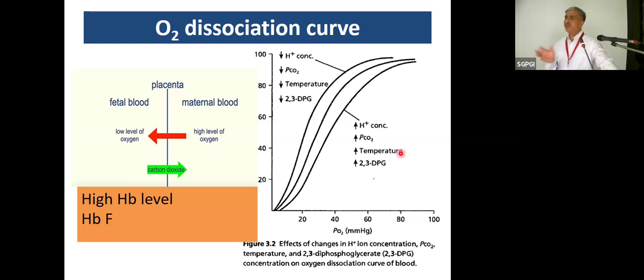CO2 is a very diffusible gas. The moment CO2 moves from the fetal to the maternal side, the curve shifts. The increase in CO2 level will help in better binding, and the curve will move to the right. So the high concentration of HbF helps the fetus in better oxygenation despite being in a relatively hypoxic environment.